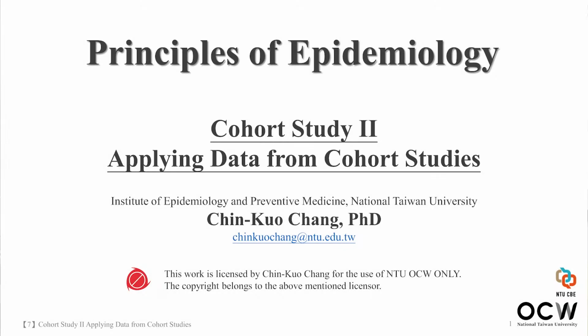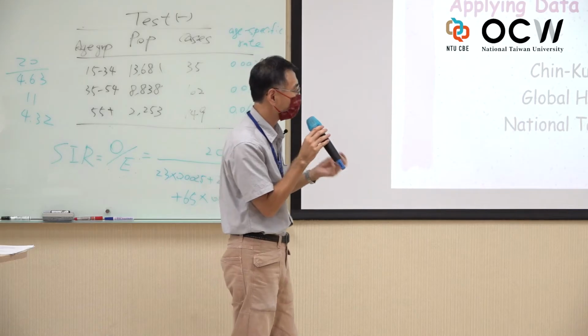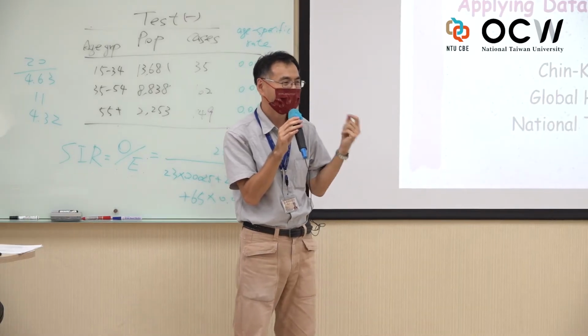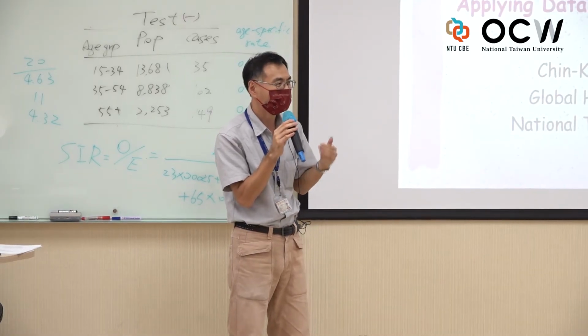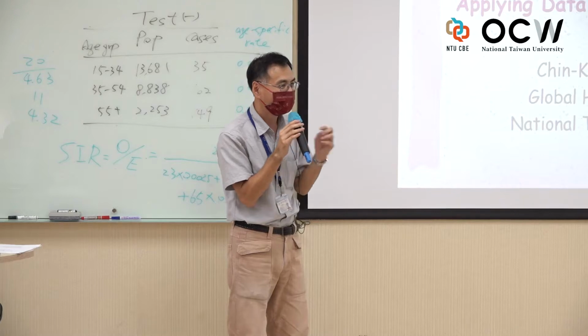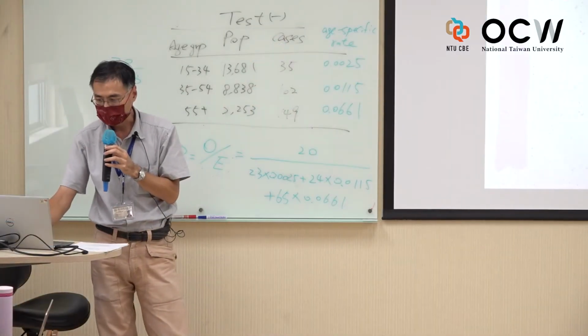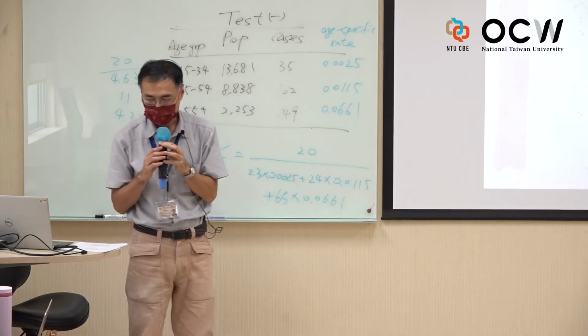So today will be the second part of the cohort study. I'm going to pay more attention to how to apply the data from cohort studies and show you examples of how to perform indirect or direct standardization as the first step to describe what's going on between the comparison groups. First of all, let me show you some interesting pictures.